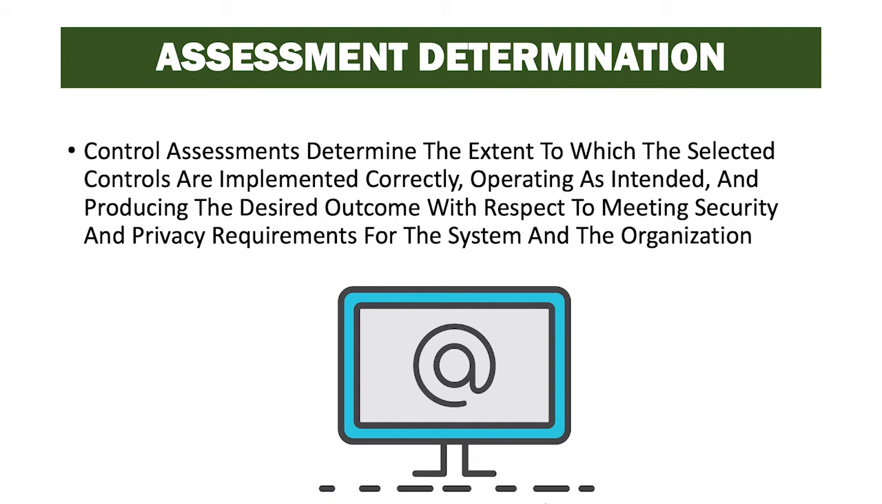Control assessments determine the extent to which the selected controls are implemented correctly, operating as intended, and producing the desired outcome with respect to meeting the security and privacy requirements for the system and the organization. So the reason we do the assessment is to determine if the controls are implemented correctly, they're doing what they're supposed to do, and they're providing the right output. We do this with the use of an independent control assessor that assesses the system for the authorizing official to give them a true assessment of the control's implementation.